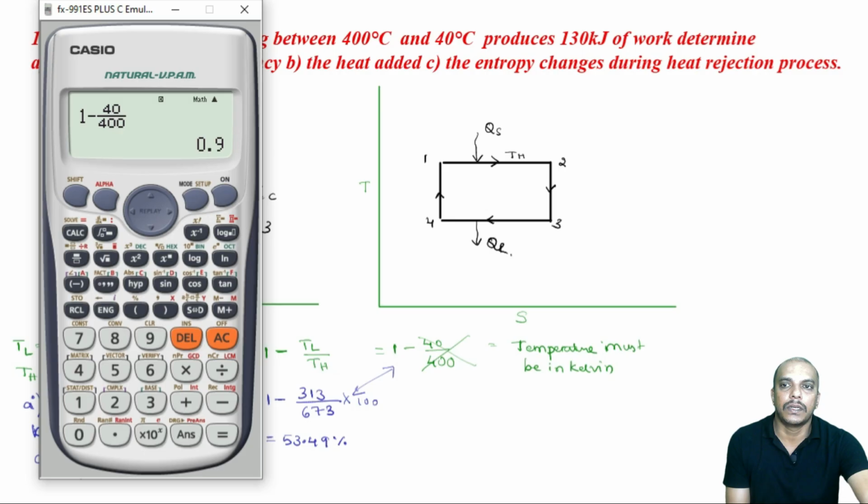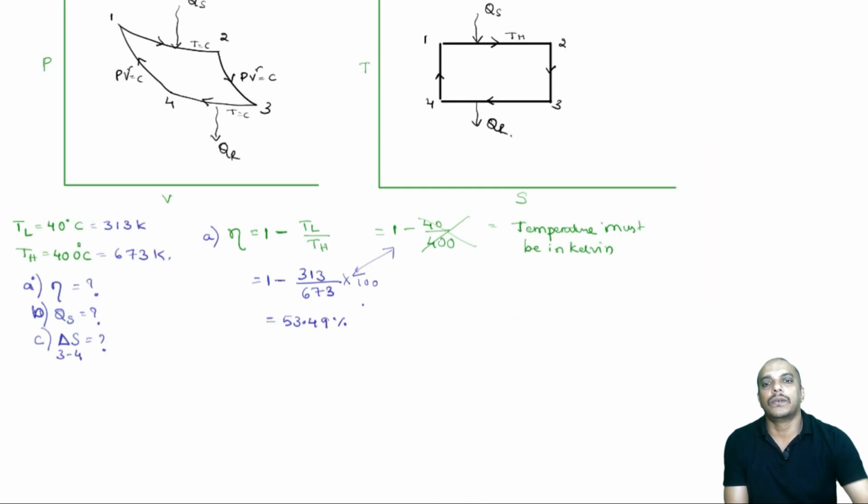Temperature must be substituted in Kelvin. Okay. Now, let us go to sub question B. We have: what is the amount of heat supplied? So, sub question B, we must find out QS. Now, we know the efficiency, 1 minus TL by TH. Efficiency is also equal to work done by heat supplied. Efficiency we have. If we know the work transfer, we can find out QS.